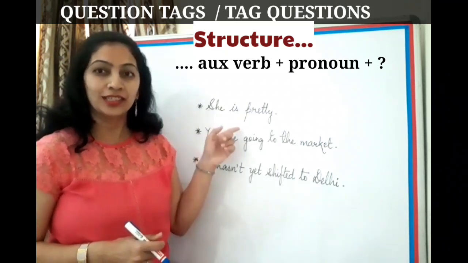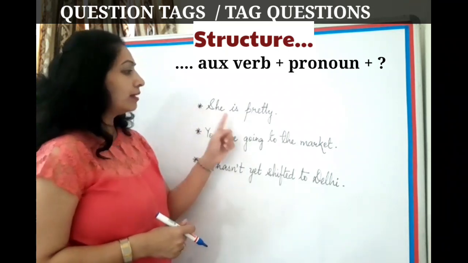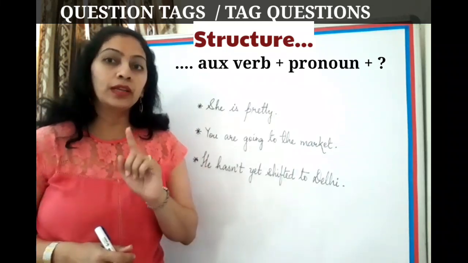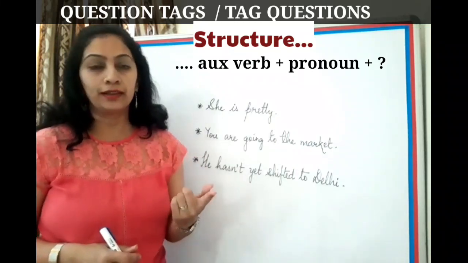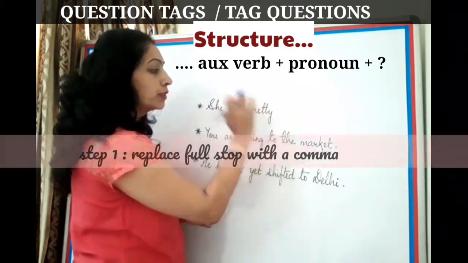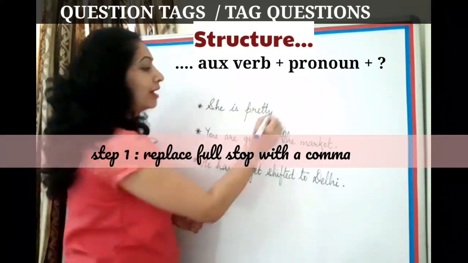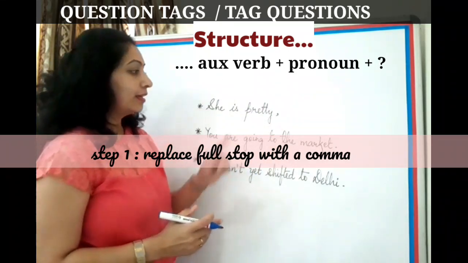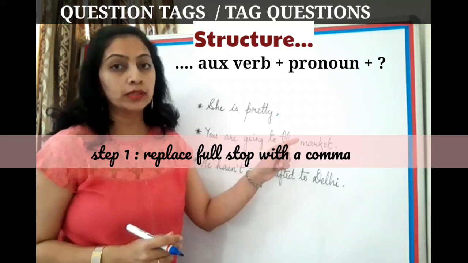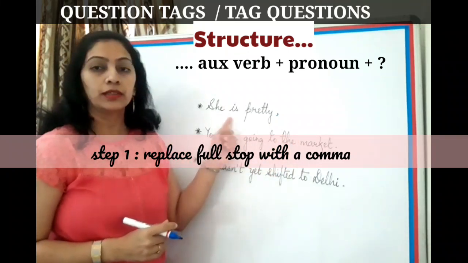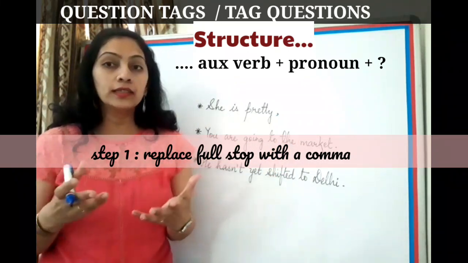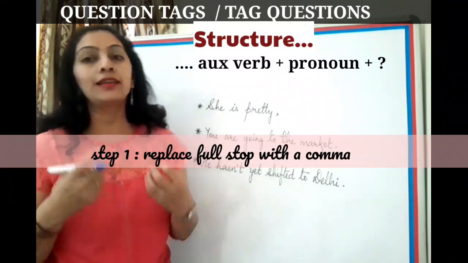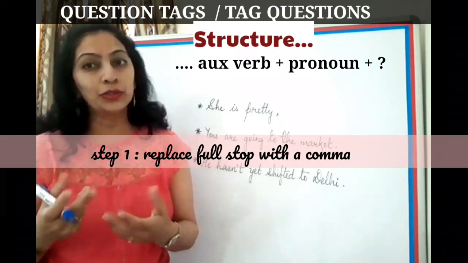Let's start changing this. She is pretty. Now, first thing that you have to know is whenever you are adding a question tag, you have to remove this full stop at the end of the statement and put a comma here. Next, you have to add the same auxiliary verb that is used here. Now, what are auxiliary verbs? Auxiliary verbs are the different forms of the verb have and be or do.